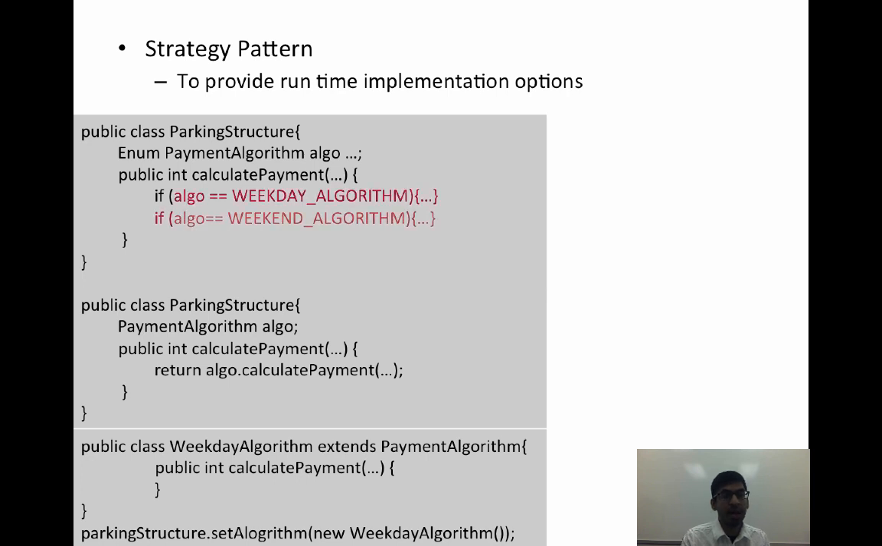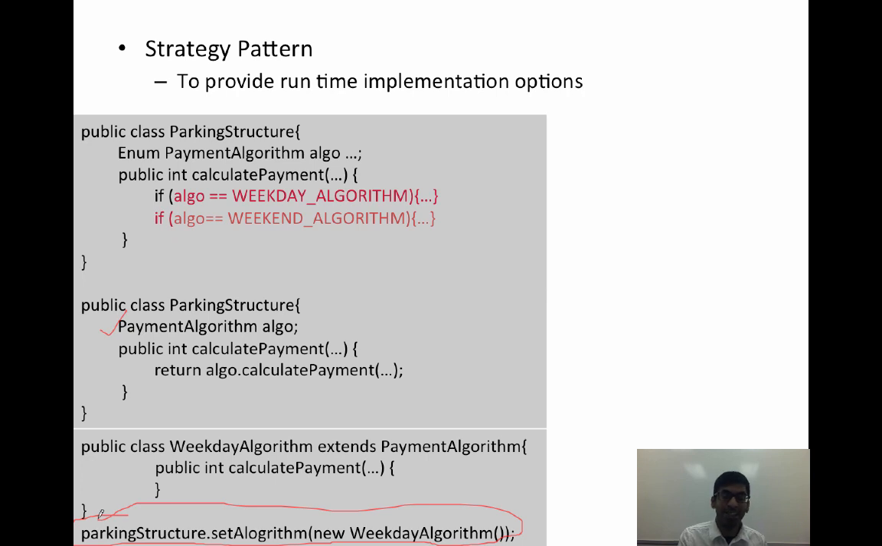Here I totally avoid the if-else clause, as you can see. All that I need to do is say algo.calculatePayment. And depending on the algorithm object, this could be a weekday algorithm or a weekend algorithm. The calculate payment behavior depends on the underlying algorithm object. But I have totally avoided the if-else part by just having an algorithm object, which could be one of many different algorithms, and by just setting the right type of the algorithm object. So instead of having all this if-else, I just set the right type of the algorithm object.